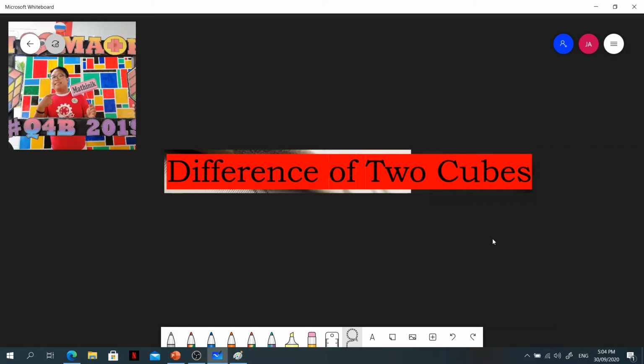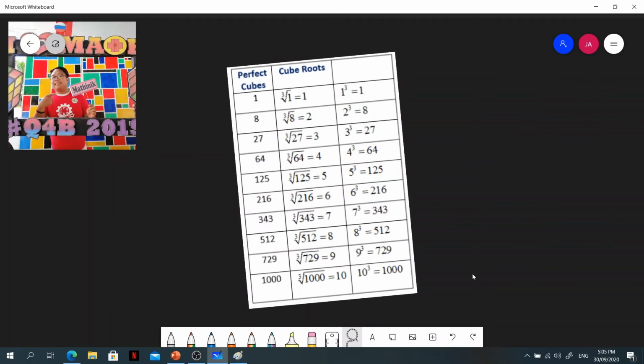Okay, so ipapakita ko ngayon. Ito yung example ng list ng mga perfect cubes na magiging helpful sa atin para ma-determine kung ang given ba ay factorable using difference of two cubes. Okay, so itong mga nandito sa left, ito yung maaari nating makita sa given. Kapag nakita natin yung mga yan, ibig sabihin ang given ay perfect cube.